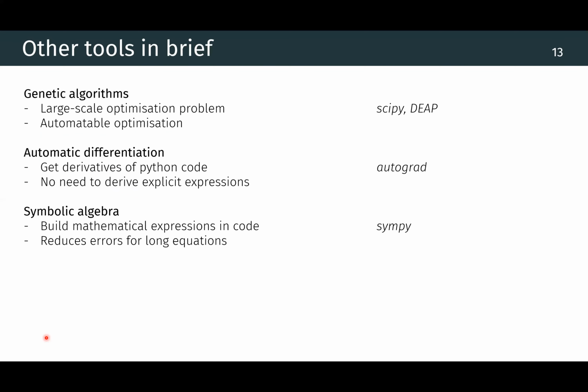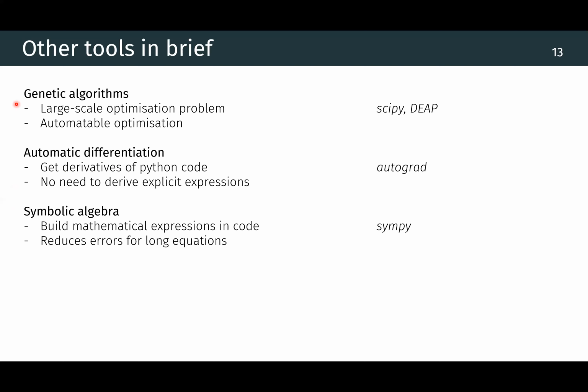So the 3 things I just want to mention, and which are not going to be part of the exercises, but maybe something that is helpful for you to take away: genetic algorithms, automatic differentiation, and symbolic algebra in Python.